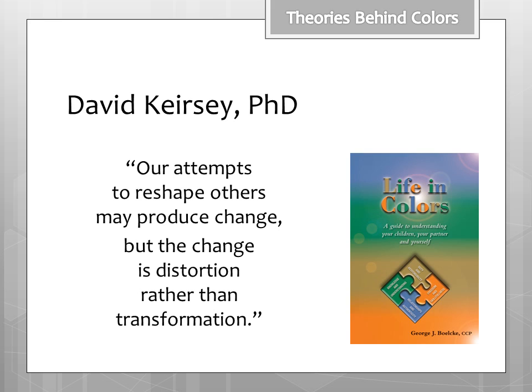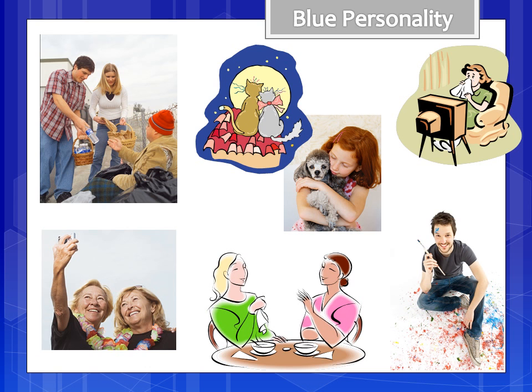And the goal of learning colors is so that we can have better communication and understanding of other people. It's not to change people, it's just to understand them, because our attempts to reshape others may produce change, but the change is distortion rather than transformation. So our goal in learning the colors is to understand ourselves, our children, our spouse, people we work with, and also as a business, our hosts and our consultants in our teams. Anyway, those are the theories behind colors.